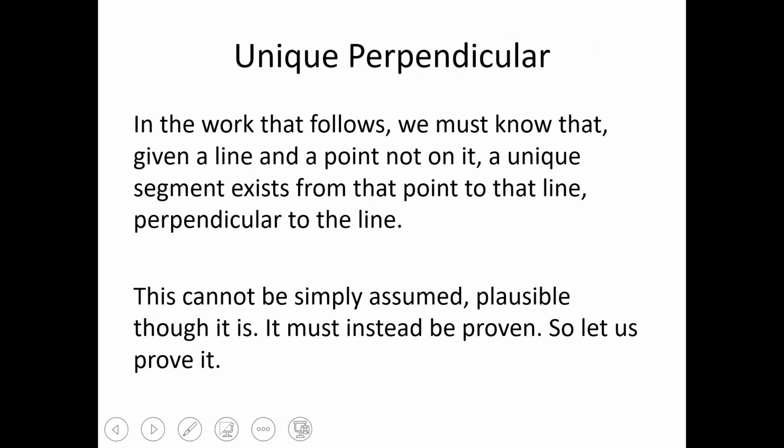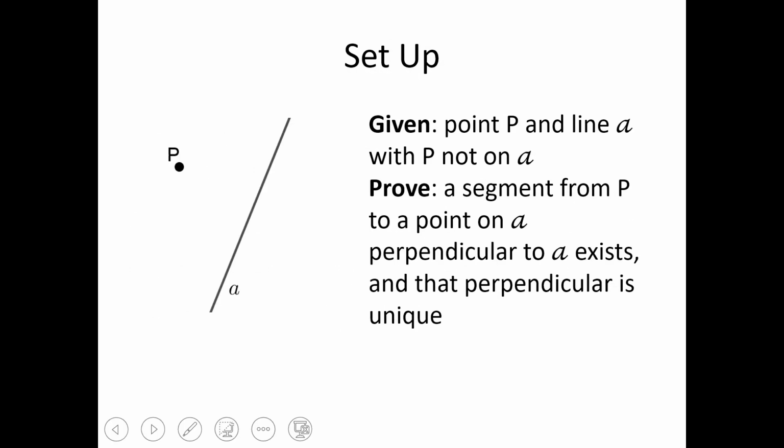All right, so before we launch into the optimization results today about points and lines, we need a result that I will call the unique perpendicular. We have to know that given a line and a point not on it, a unique segment exists from that point to that line that is perpendicular to the line. It's very plausible, I know, but we're system builders. We can't just say that we think that this is true. We must find a place for it in our system, and if it's provable, we should prove it, and this is absolutely provable.